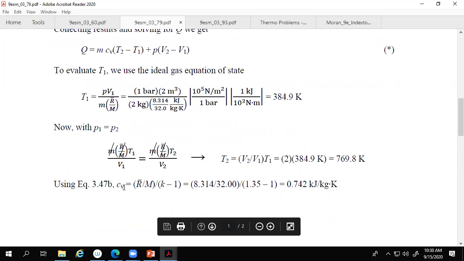We can evaluate CV. So this is our R, universal divided by M, divided by K minus 1. So that's that little relation that we had. So there's the gas constant divided by the molecular weight, and then that divided by 1.35, the K minus 1, and we get the CV is 0.742. So that's what we're going to use to evaluate the internal energy change. So that CV times delta T times the mass is the total internal energy change.